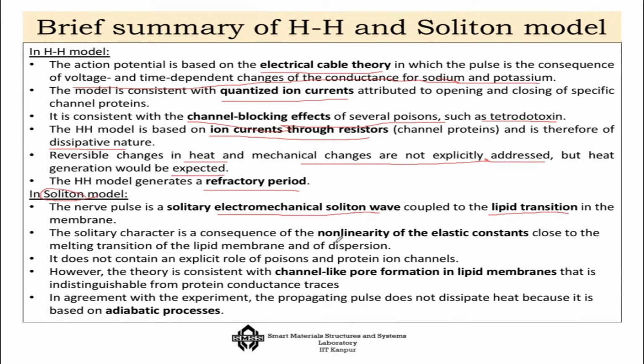And the solitary character is considered to be a consequence of the nonlinearity of the elastic constants. It, of course, doesn't contain an explicit role of proteins and protein ion channels. So that is something that is still to be checked. And the theory is consistent with channel-like pore formation in lipid membranes.